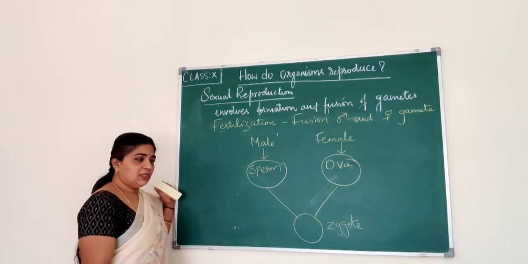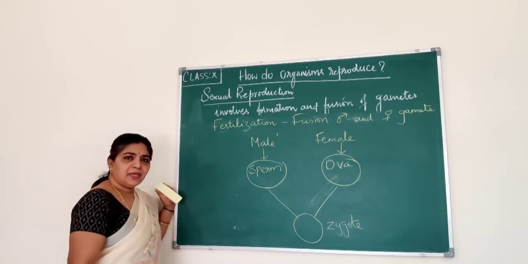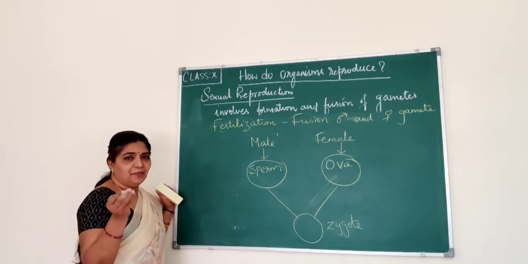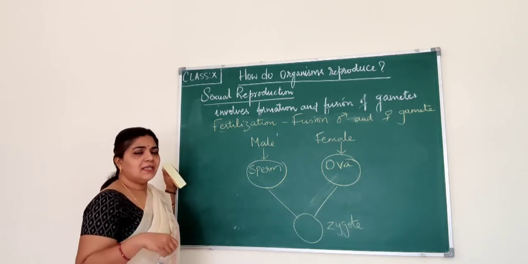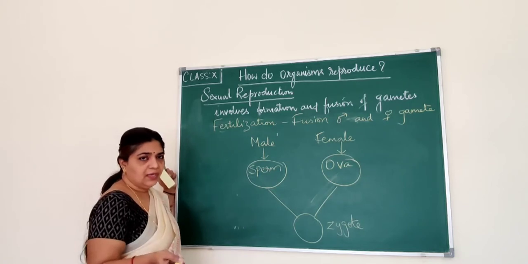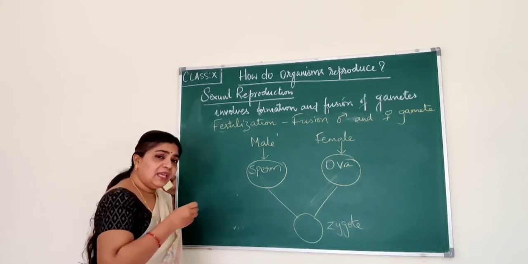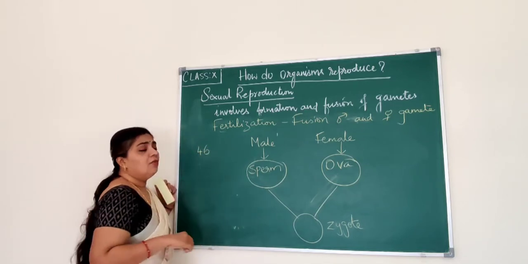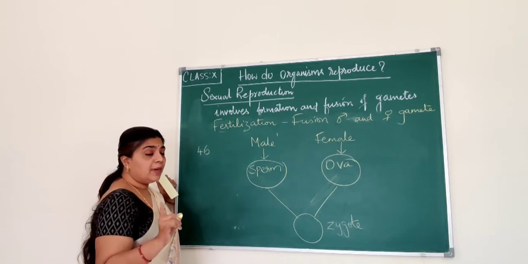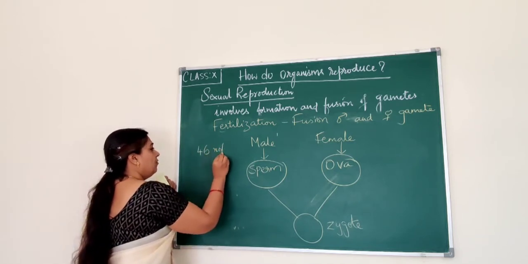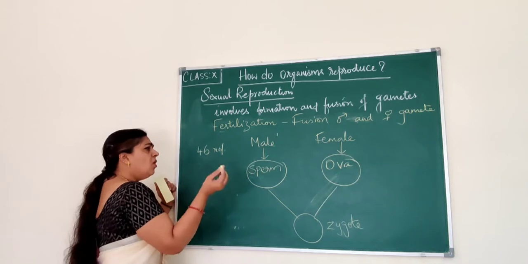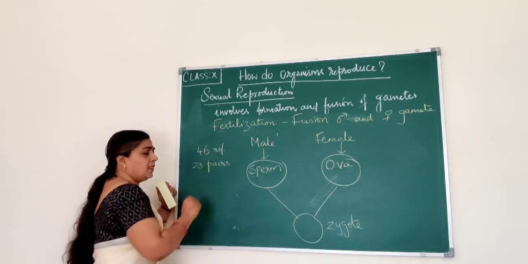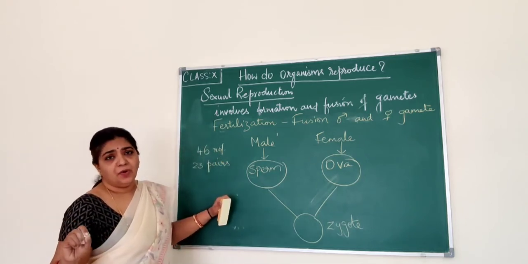Now, the question is, the sperm carries a certain number of chromosomes. So let us take the example of the human being only. In our body, each and every cell will contain 46 chromosomes, or you can say 23 pairs of chromosomes. You take any cell from our body.